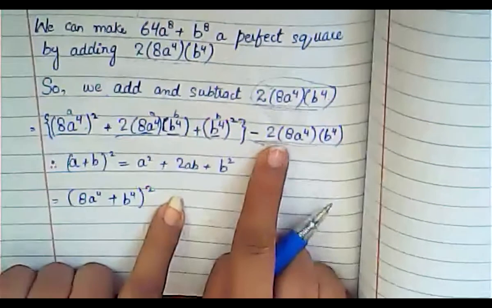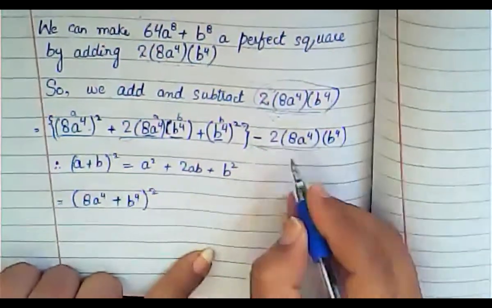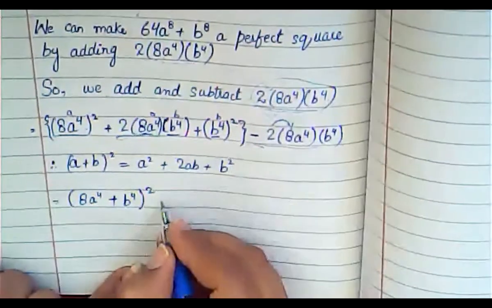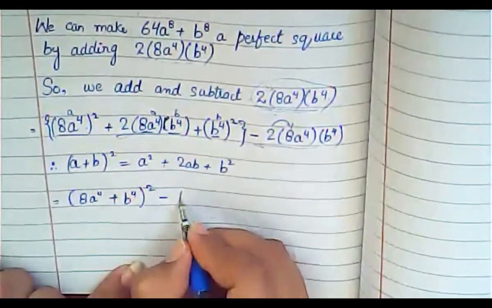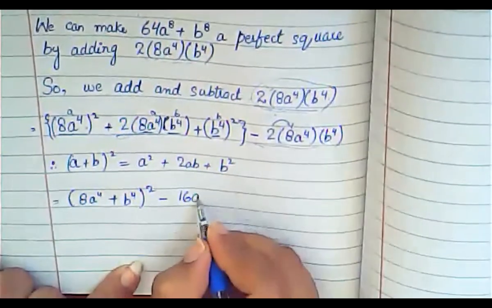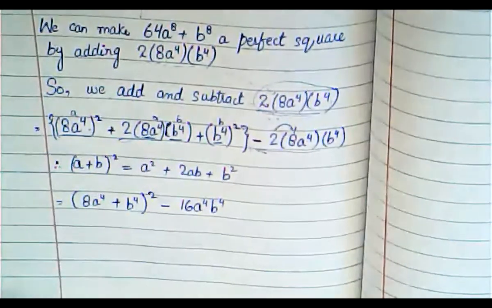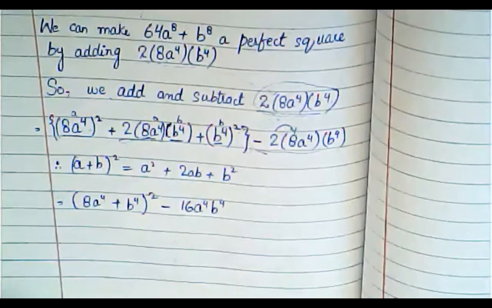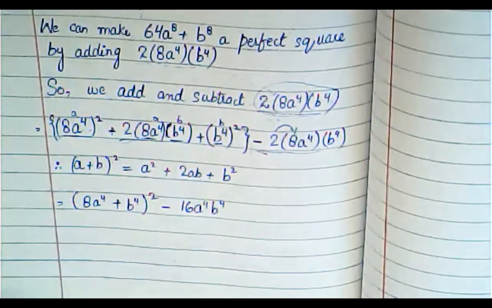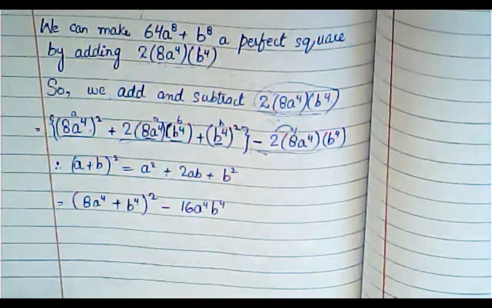Now what is left here? Now we are going to multiply it. 2 multiplied by 8 will be 16 a4 b4. That's it. Now what will we do next? What will we do next? Anyone please tell me?